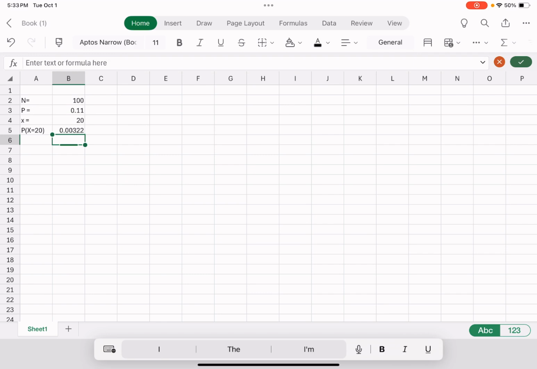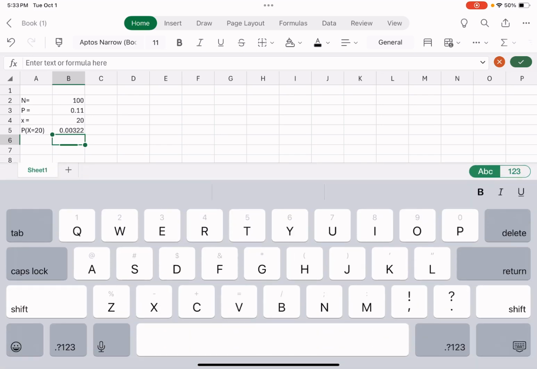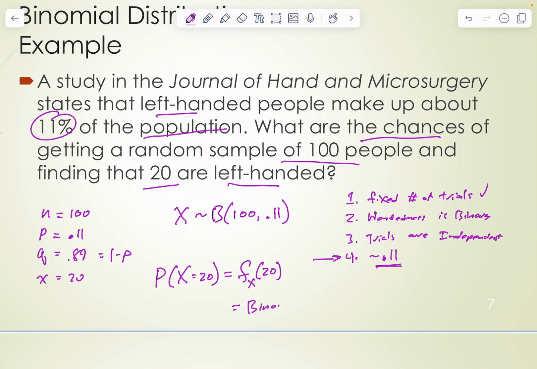Enter. And there's my probability, 0.003, 0.3%. That's how likely it is to get 20 successes out of 100 trials when the probability of a success is 11%. So this is going to be BINOM.DIST 20, 100, 0.11, 0, and that equals 0.003. So 0.3%, very unlikely. If a study sampled 100 people and 20 were left-handed, the likelihood is 3 in 1,000.